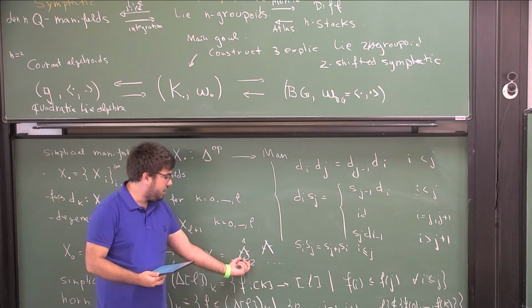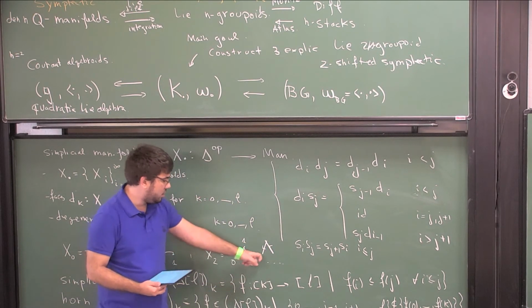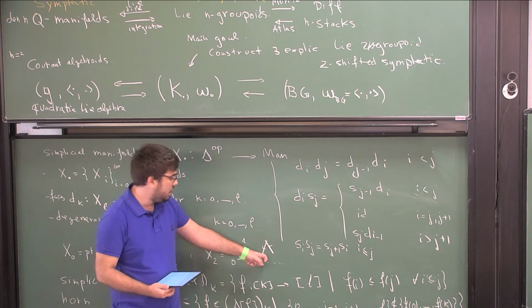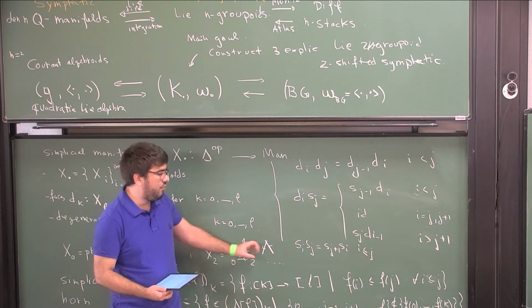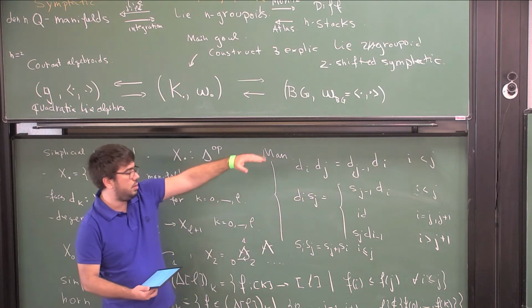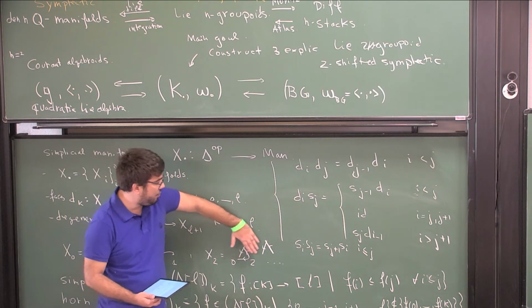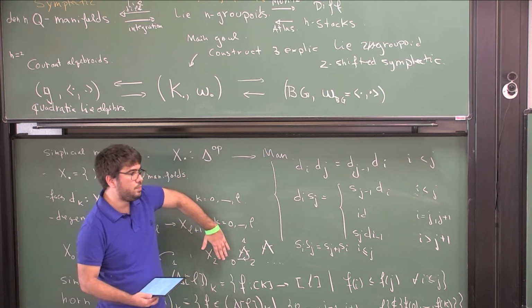And the multiplication is given by the multiplication of these two strings. I declare that the only thing that can fill my triangle, and this is why it is called horn filling conditions, is the product.